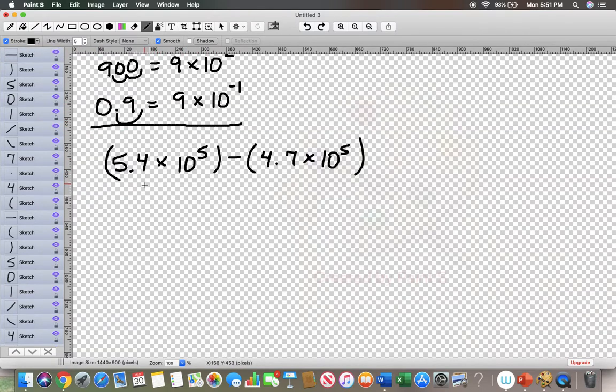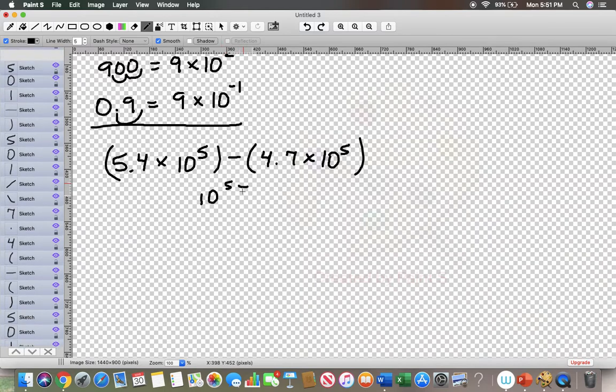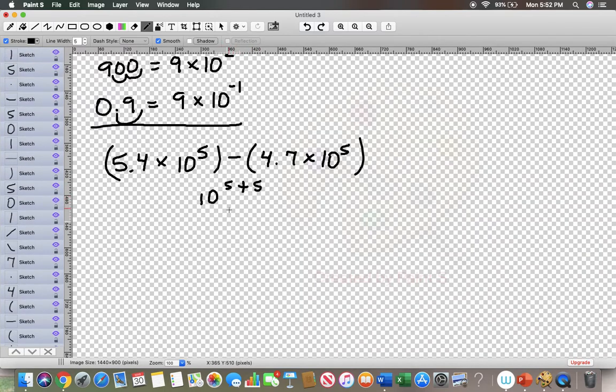What do I notice is the same? Let me ask you this. Am I multiplying this term and this term? No, I am subtracting them. So do I have a same base? Can I add these base 10 plus, can I do this and add these two together? Because I'm multiplying same base. No, you're subtracting them, so I can't add these together.